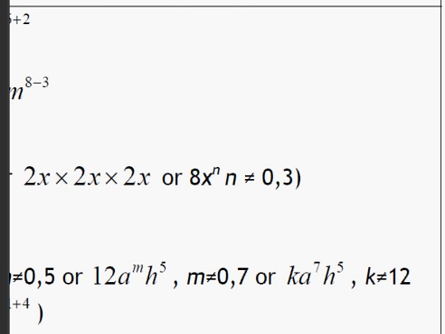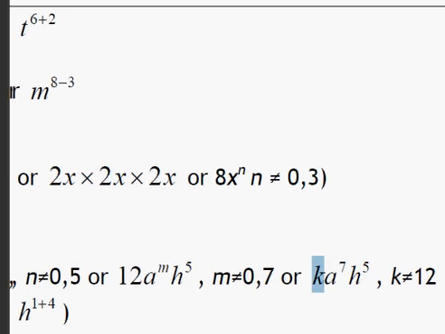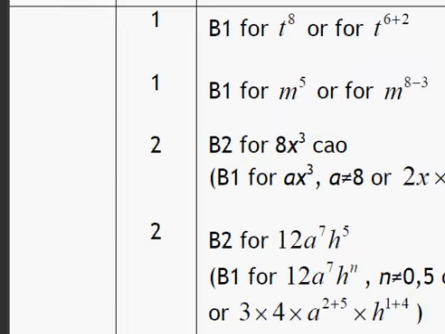That's why it's important to show your working, because you would still get 1 mark here. Or if you got a to the power of 7 and h to the power of 5, but you didn't get that it was 12 as what's called a coefficient, the number at the beginning, then if you got this second part, a to the power of 7 and h to the power of 5, also give yourself 1 mark for that. Or 3 times 4 times a to the power of 2 plus 5 times h to the power of 1 plus 4. If you wrote that down somewhere, then give yourself 1 mark.